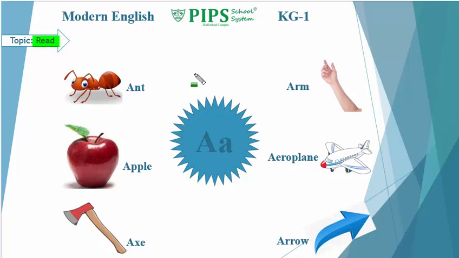KG1 class, first of all watch on screen. What are you watching? Do you know what is the name of this letter? The name of this letter is A, and A is the first letter of the alphabet. Sounds like A. Let's learn which things begin with the letter A.